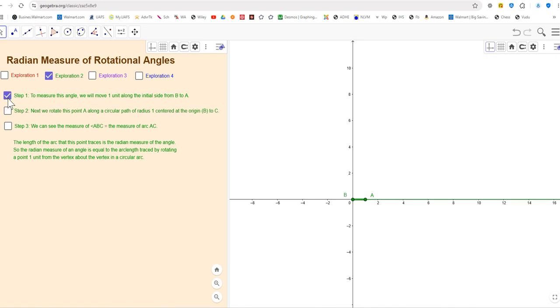So how can we measure this angle? Step 1, we go out 1 unit on the positive x-axis there. We rotate that point along this right here, or about the origin like this. So think about flicking this and spinning. And then that arc length right there, this one right here from A to A prime, that is the angle measure for the rotation.